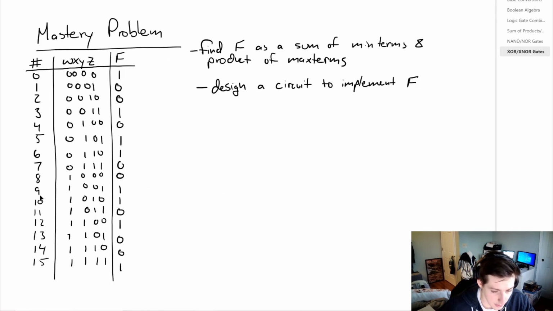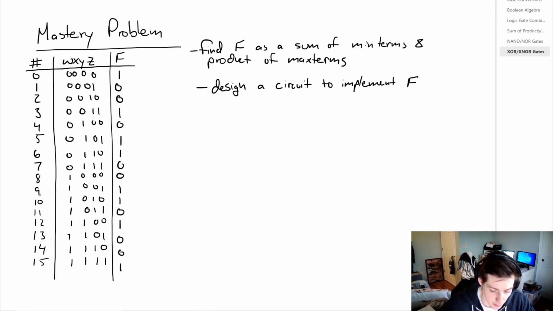So now we can look at the mastery problem, and this is going to be a combination of all the things we've learned so far. So we have a 4-input truth table, W, X, Y, and Z, where we have 16 individual combinations, and we're given what that truth table is. So we want to find F as the sum of minterms and the product of maxterms. And then after that, we want to design a circuit to implement this function F.